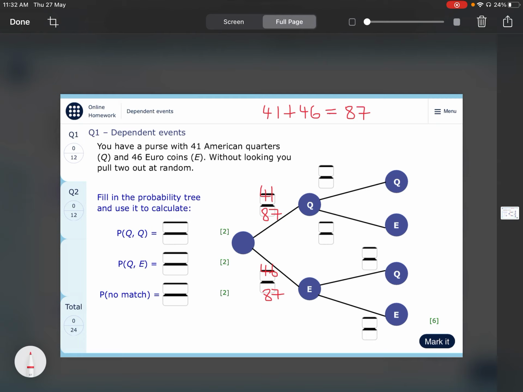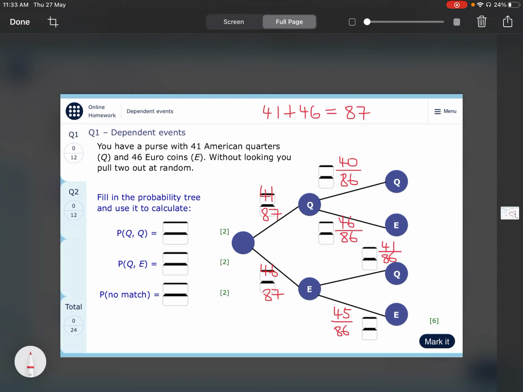Now, by pulling out, it doesn't say that we put it back into the purse. So that means that when we take one out, it's going to reduce. If I take out a quarter, then I'm only going to have 40 over 86, so without replacing. If I take a quarter, then I didn't take a euro, so that's going to stay the same. However, the total will still drop by 1. Then if I take a euro, the quarters are going to stay 41, and the total is 86. And if I take a euro, it's going to drop to 45 over 86.